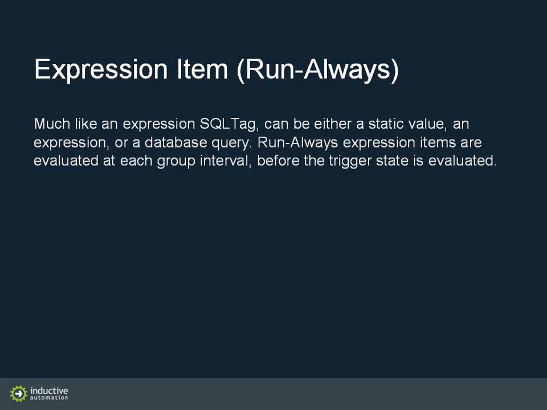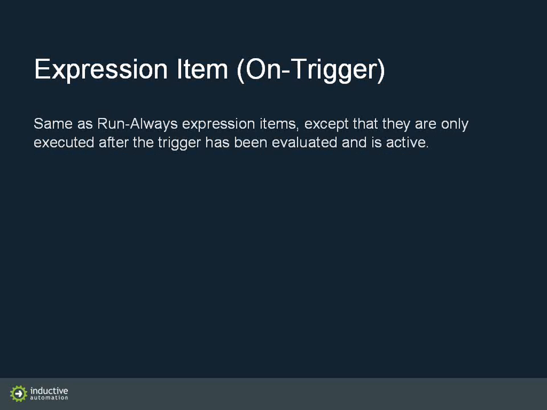So things you can use an expression item for are triggers or handshakes or writing values back to the PLC. These are things you can use the expression items for. And run always just means it'll run at the same rate of the group, versus a non-trigger. So it's the same as the run always expression item, except that they're only executed when the trigger has been evaluated and is active. So if you're waiting for a bit to go high in the PLC, once that bit goes high, then the expression item will evaluate, giving you that value.